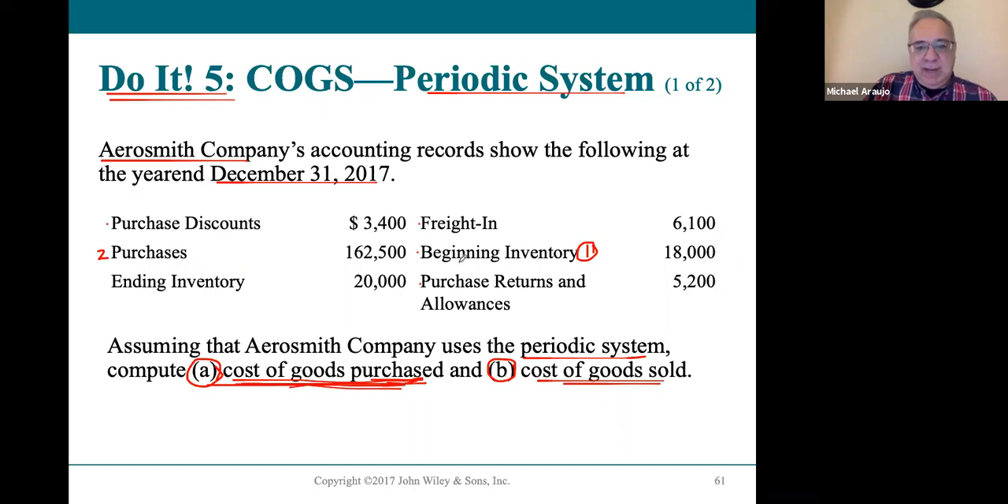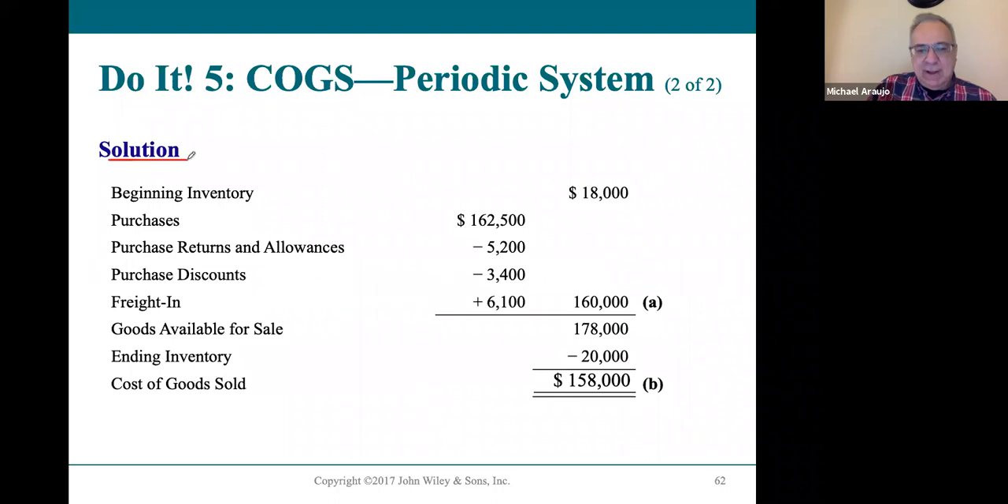You add the beginning inventory with all those purchases. That'll give you the total. And then what do you do? Subtract out your ending inventory, and that'll give you this. So that's how you should think about this. Of course, it's done for you. So here's your solution, and as you see, it's exactly what I asked you to do.